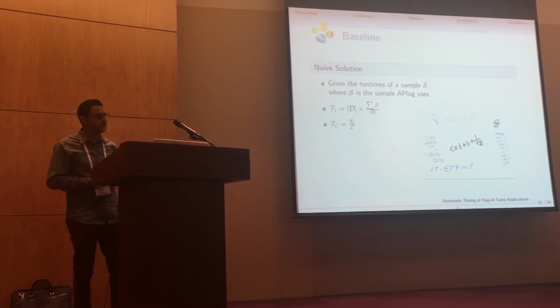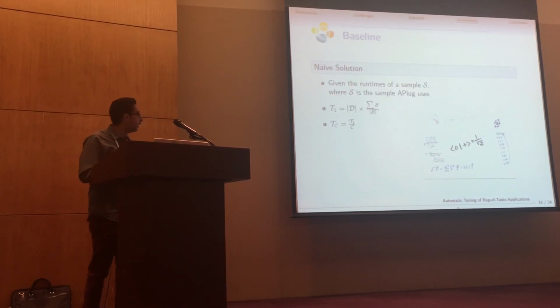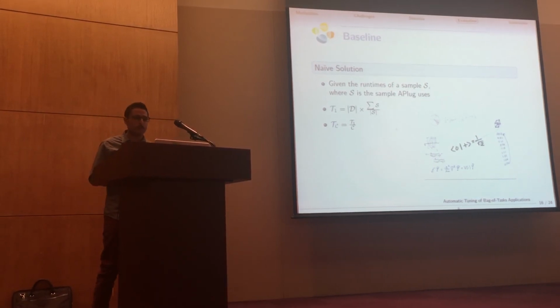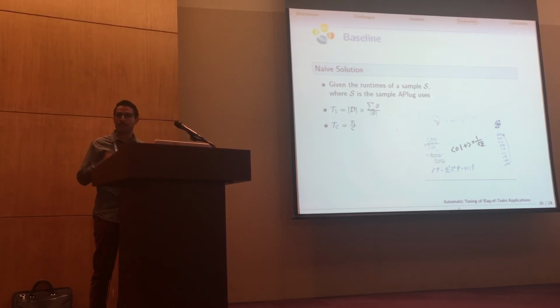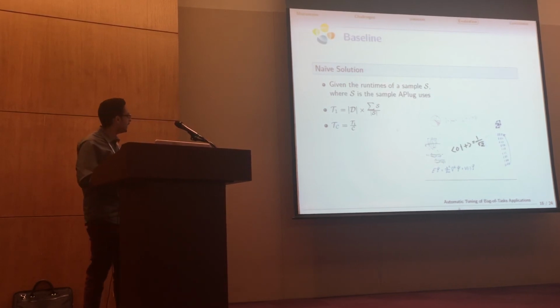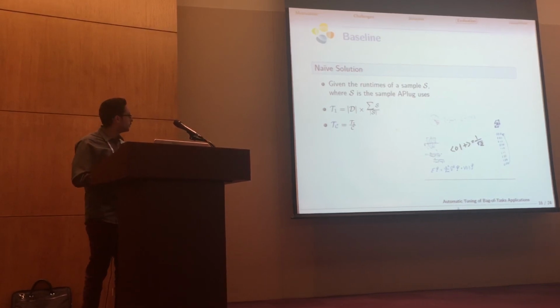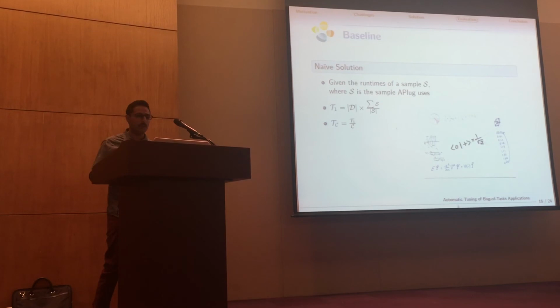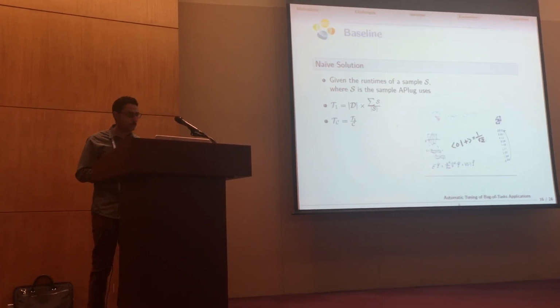Our baseline is the naive solution given a sample of tasks. Your serial runtime is the average of the workloads of the sample times the number of tasks, and the parallel time is the serial runtime divided by the cores that you're running on.